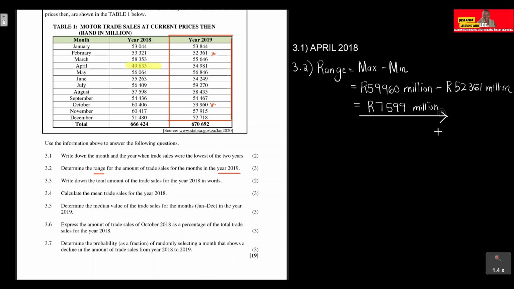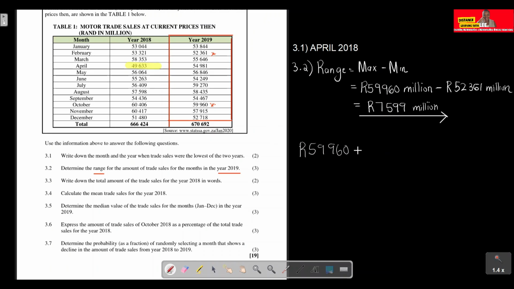So guys, you don't have to really worry about that. Now someone is probably thinking, should I write it as 59960 million, so I need to put 1 2 3 4 5 6 minus 52361 million, 1 2 3 4 5 6. You can also do it like this, and you can also do it like that. But doing it the method that I've just given you is just better, so that you don't make any mistakes.